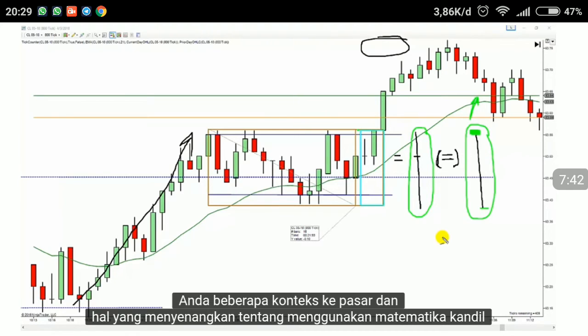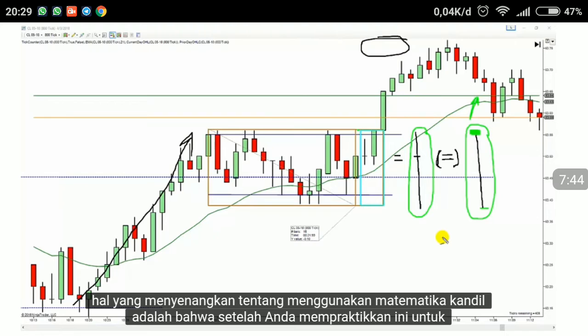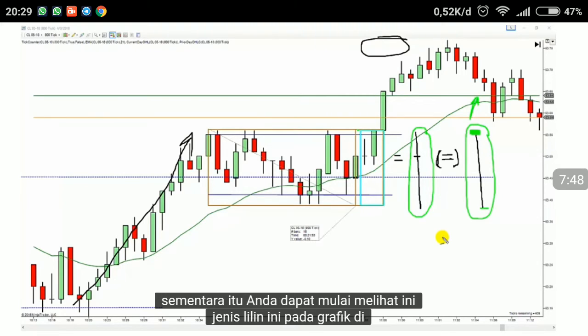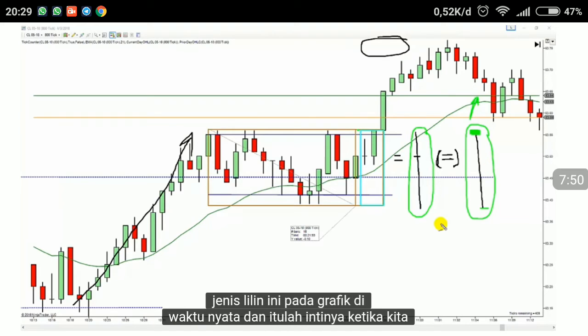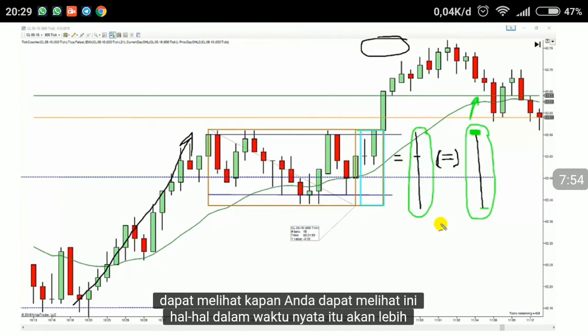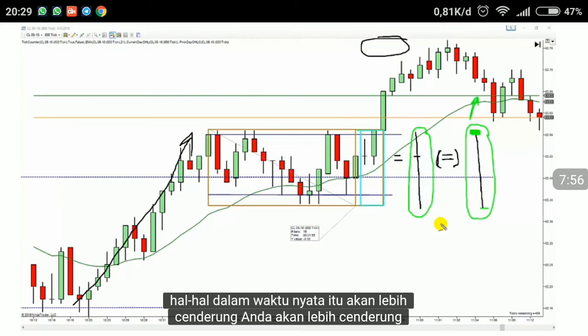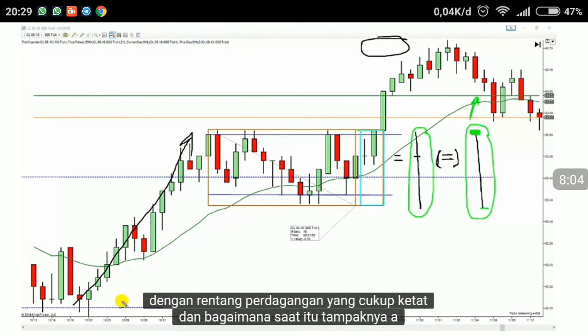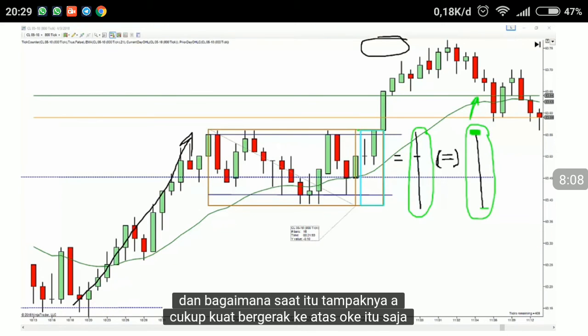And the nice thing about using candlestick math is that once you've practiced this for a while, you can start to see these types of candles on the chart in real time. And that's the point. When you can see these kinds of things in real time, you'll be more inclined to take the trade in the direction of where things are heading, even if you wind up with a reasonably tight trading range in what appears to be a pretty strong move up.